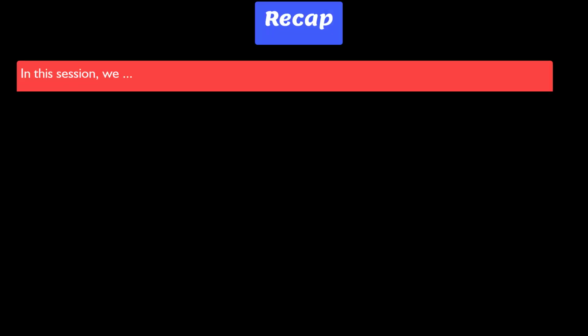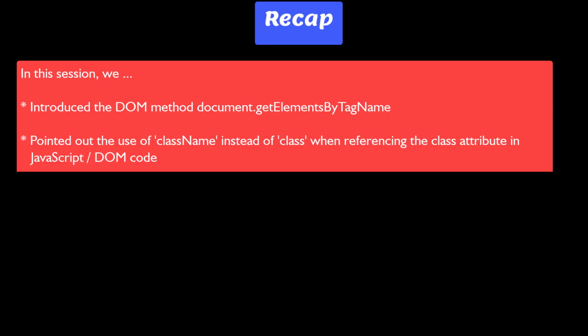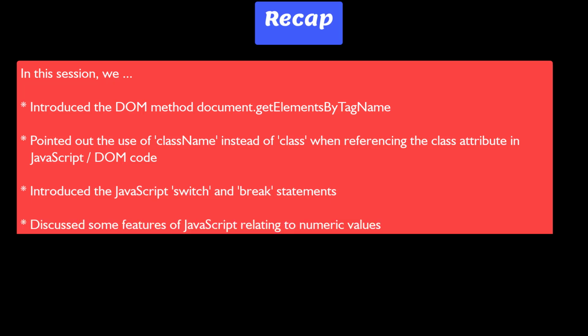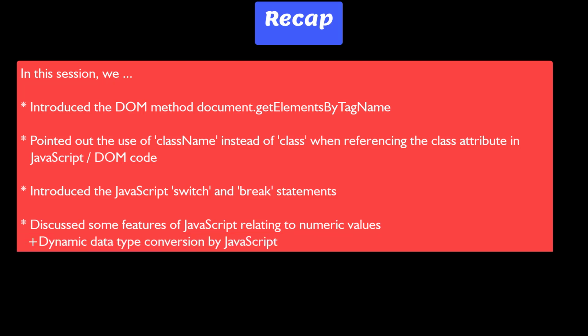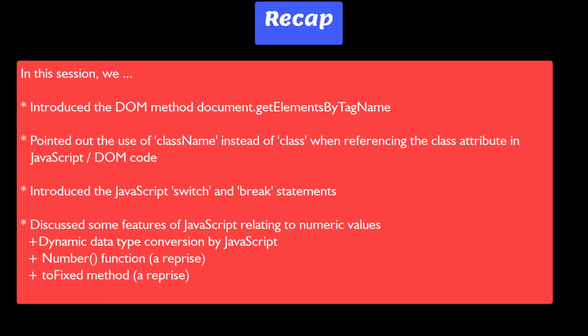In this session, we introduced the DOM method document.getElementsByTagName, pointed out the use of className instead of class when referencing the class attribute in JavaScript DOM code, introduced the JavaScript switch and break statements, and discussed some features of JavaScript relating to numeric values, dynamic data conversion by JavaScript, the Number function, actually a reprise of our discussion earlier, and the toFixed method, again a reprise of a discussion that we had earlier.